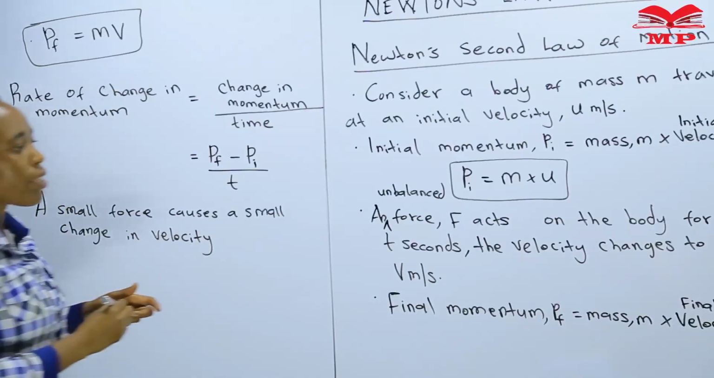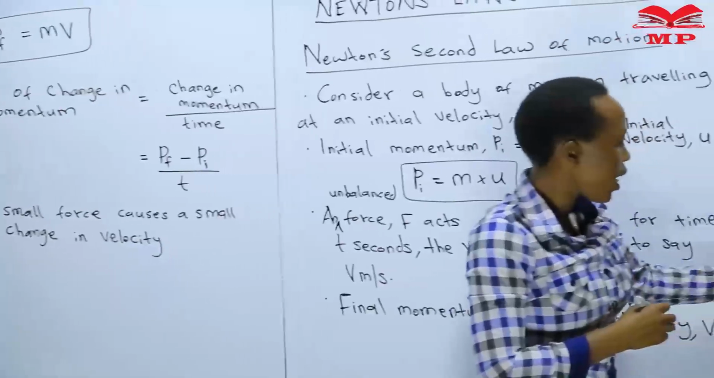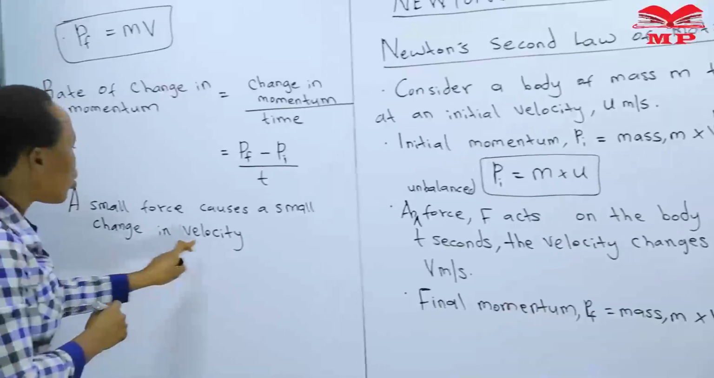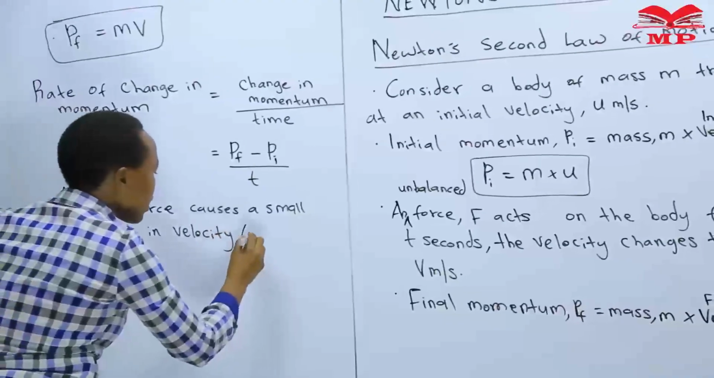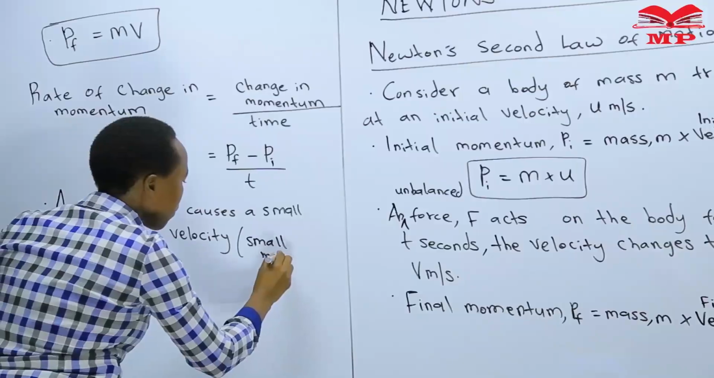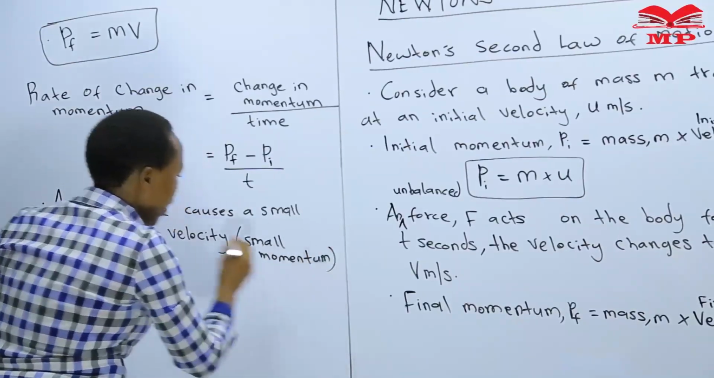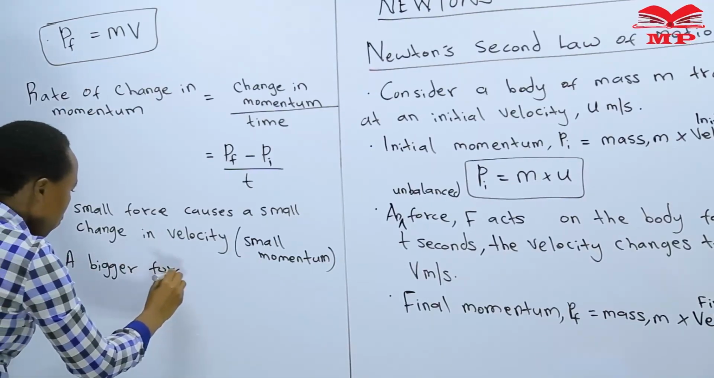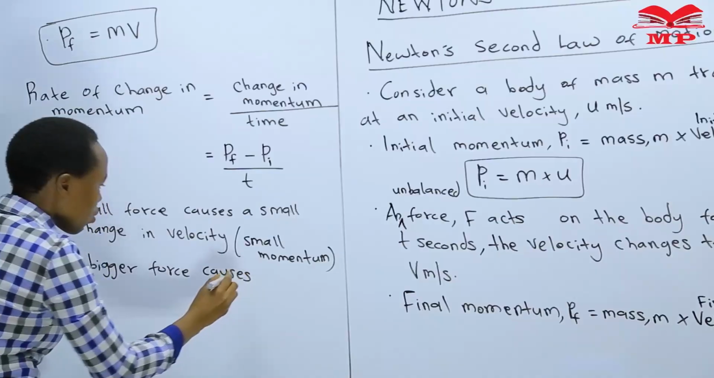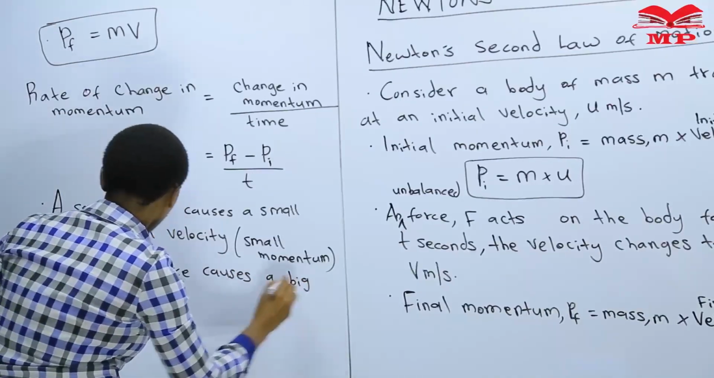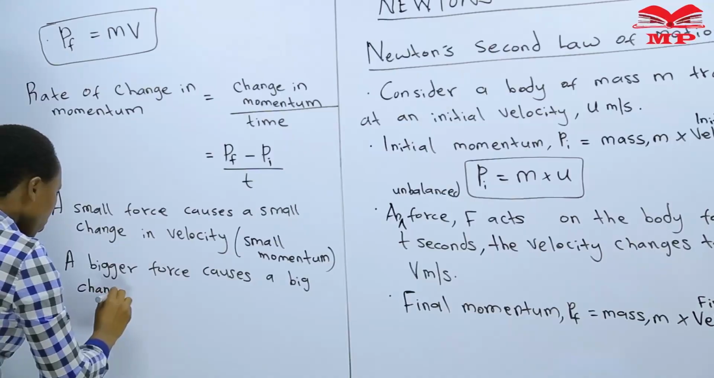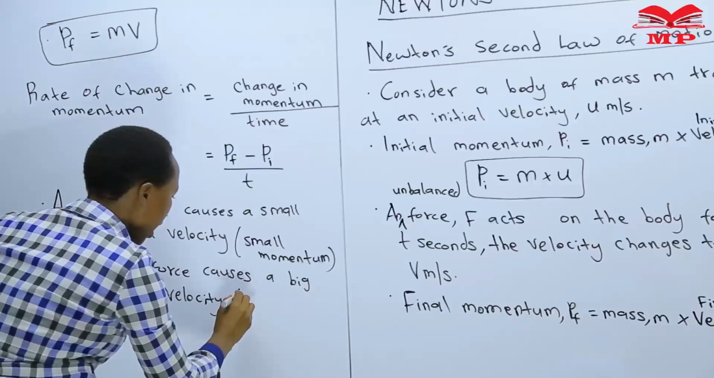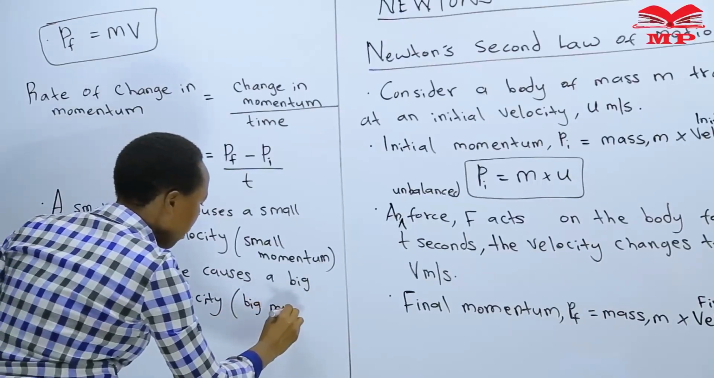And because we said that velocity is directly proportional to the momentum, a small force causing a small change in velocity also means that this will be a small change in momentum. And again, a bigger force causes a big change in velocity, and therefore this will be a big change in momentum.